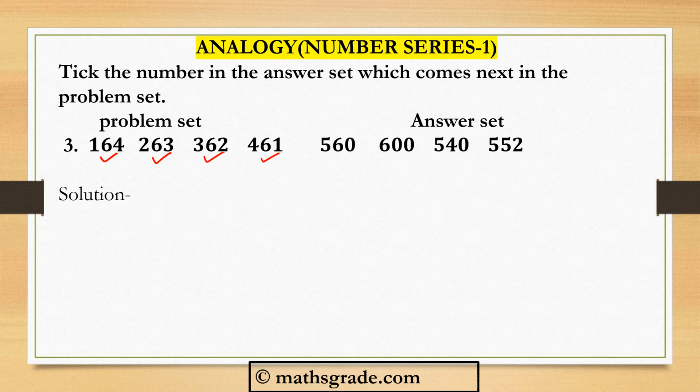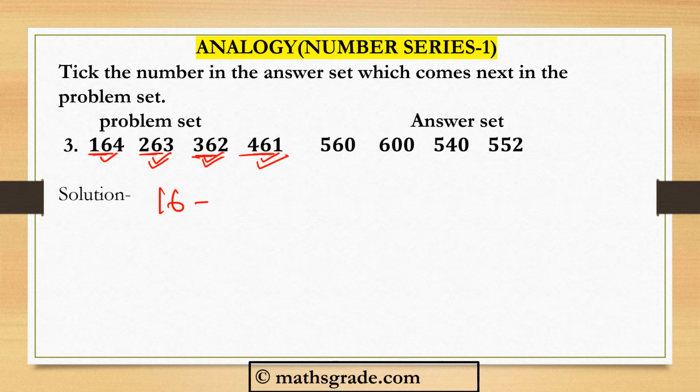If we observe these questions carefully, then we find that the first number in the problem set is 164, the second number is 263, the third number is 362, the fourth number is 461. In the first two digits, 16, 26, 36, 46, each number is just adding 10.